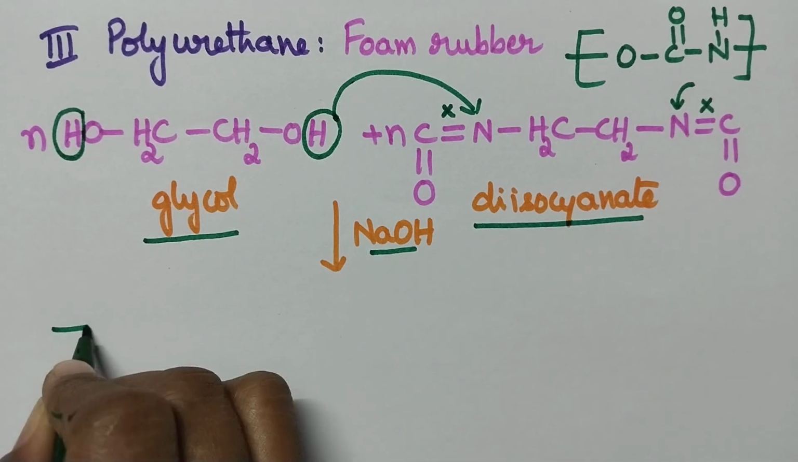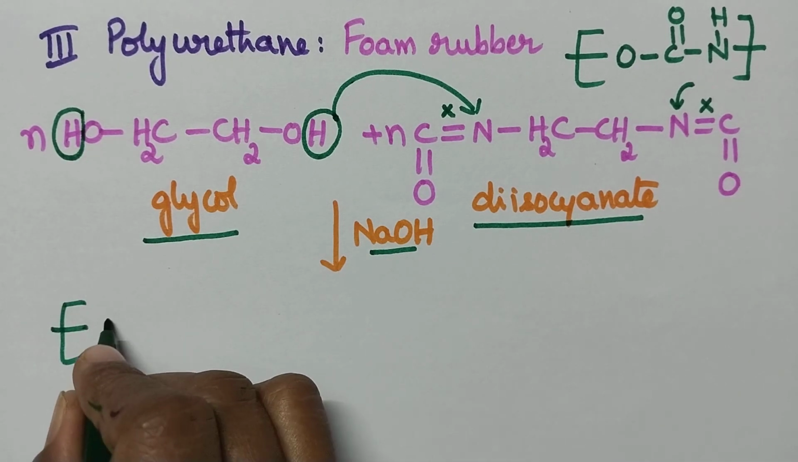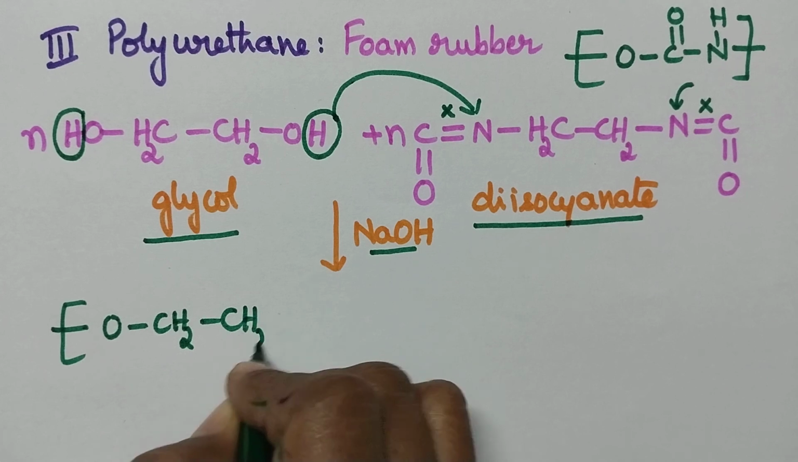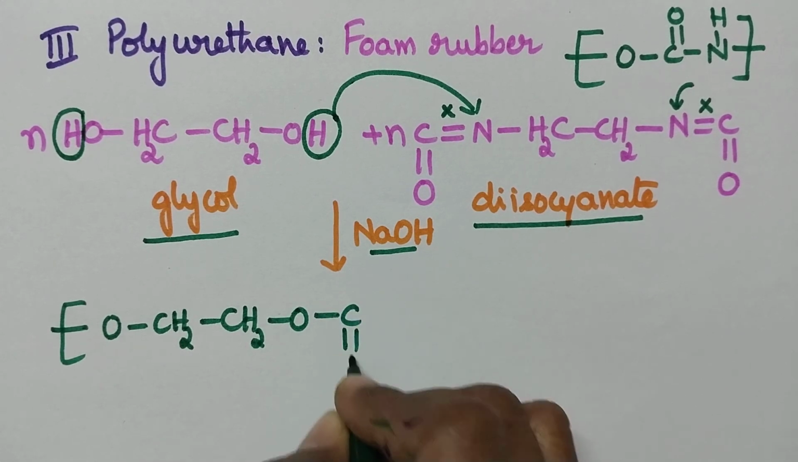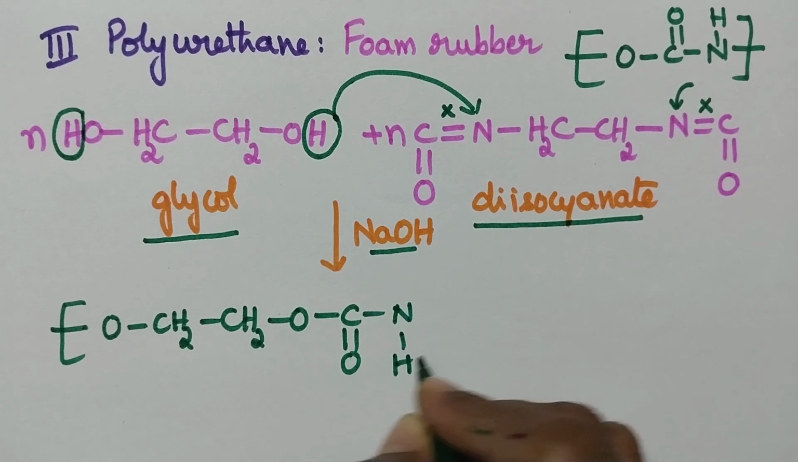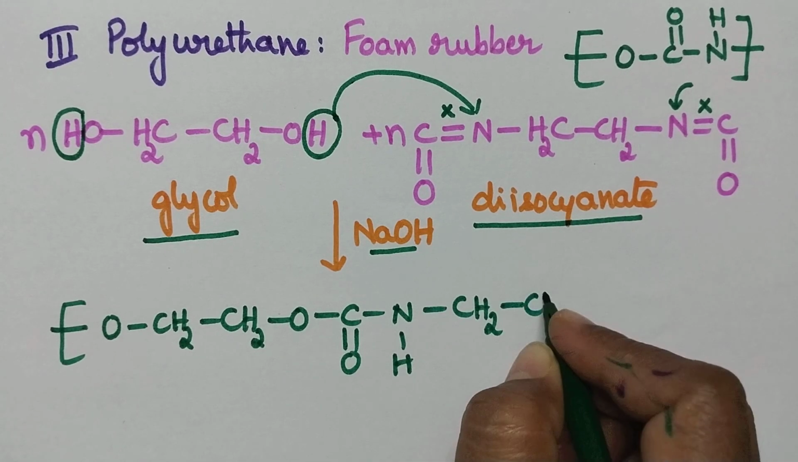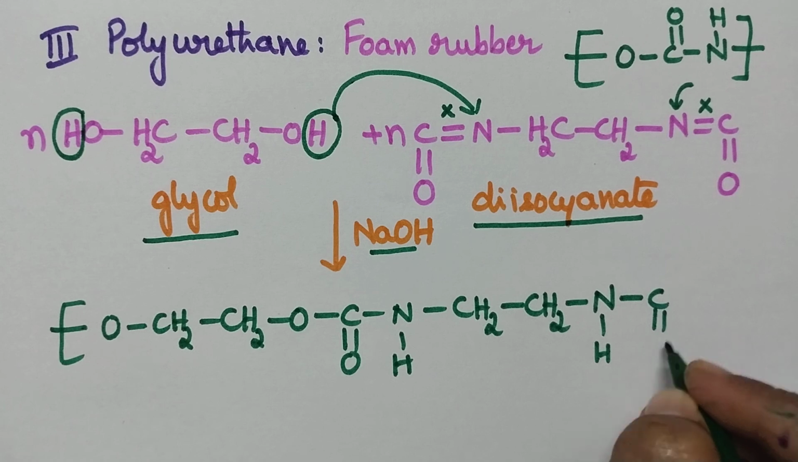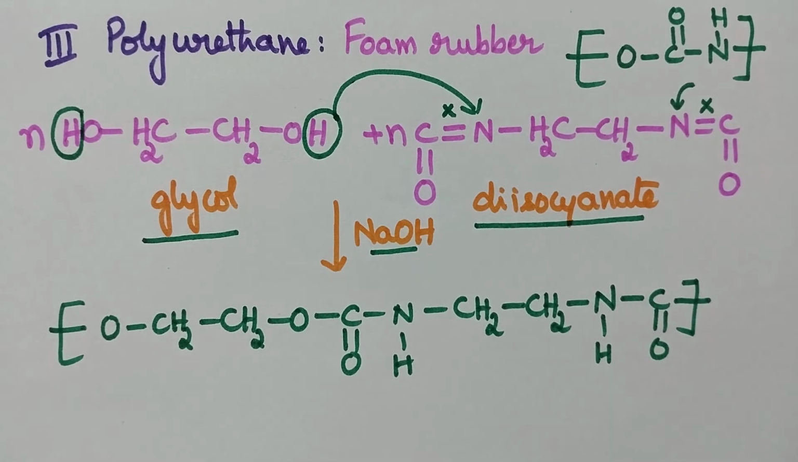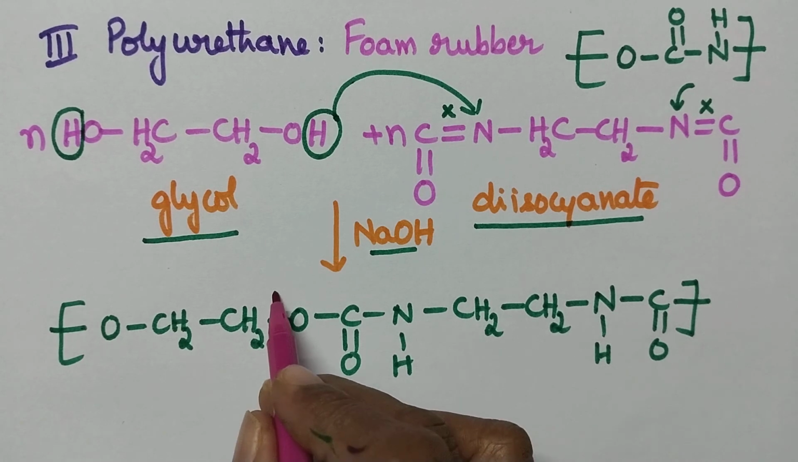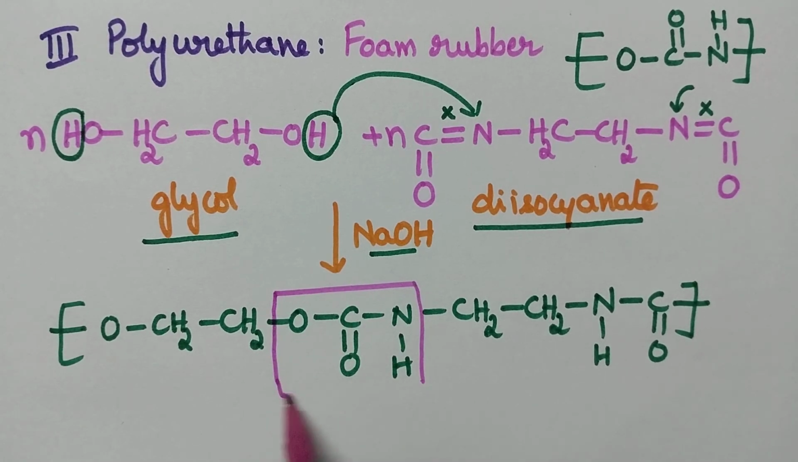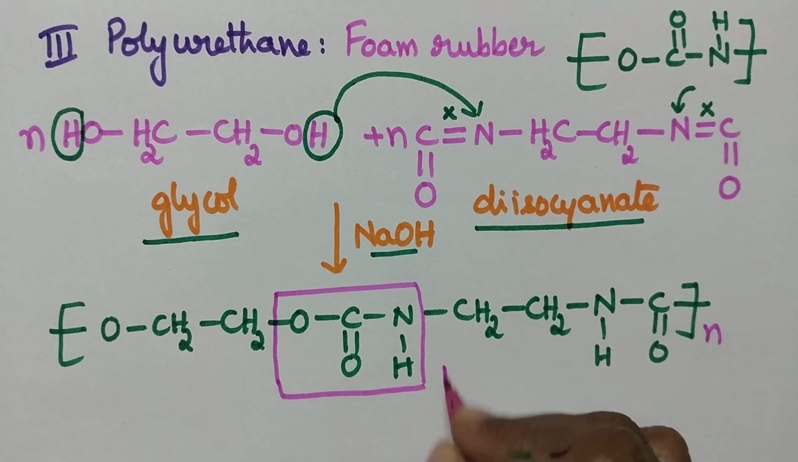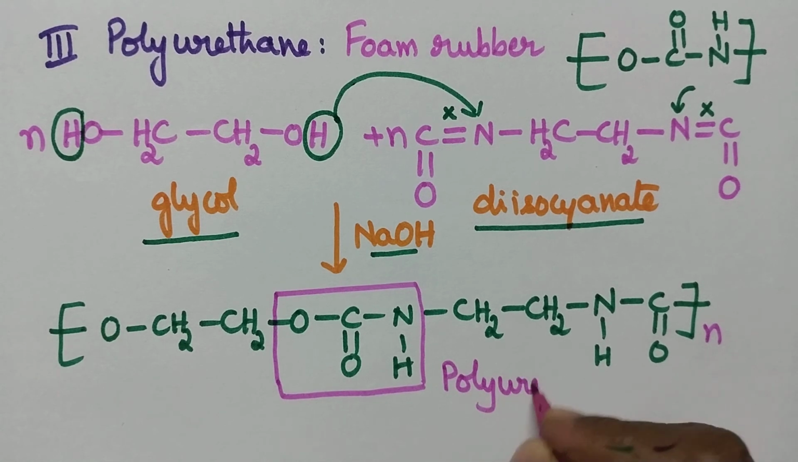Coming to the structure of polyurethane, it can be written as O-CH2-CH2-O-C=O-NH-CH2-CH2-NH-C=O. So this polyurethane consists of urethane linkage, and this structure will be repeated n number of times, and hence it will be called polyurethane.